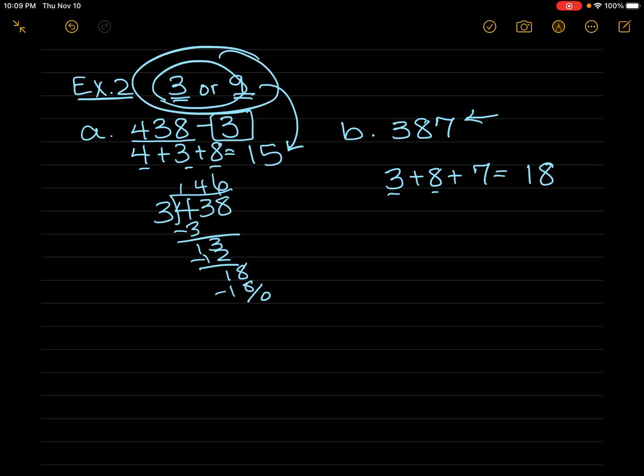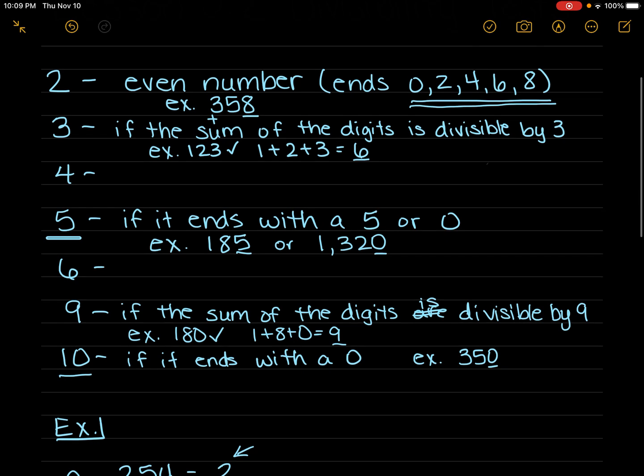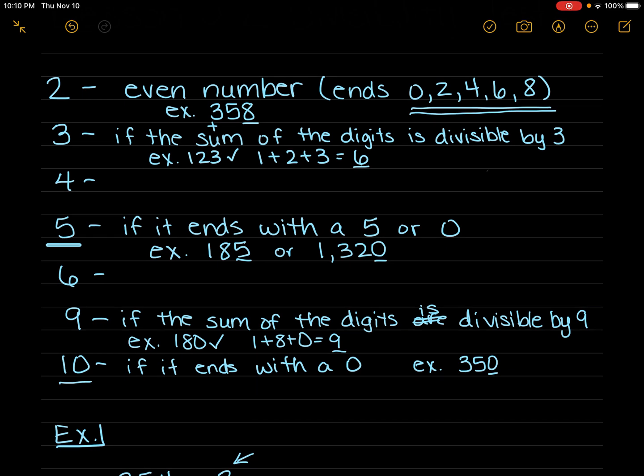Okay, so for 18, it is divisible by 3, so 3 is going to be one of the divisible. And is 18 divisible by 9? Yes, it is. So 3 and 9 work for 387. Okay, let's go back up here and finish what these are.